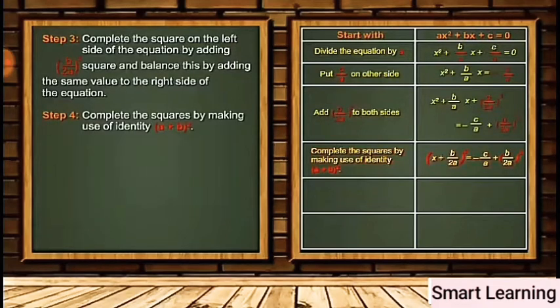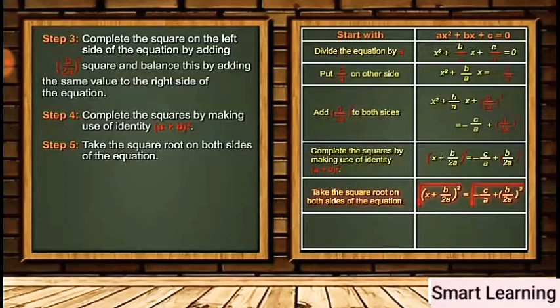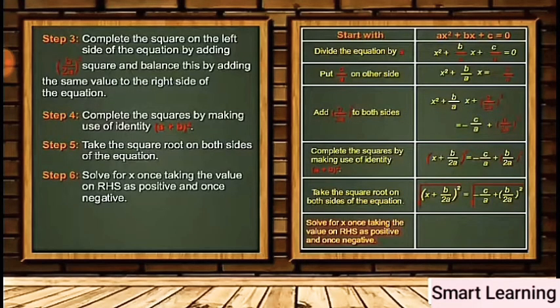Step 4. Complete the squares by making use of the identity (a + b)² = a² + 2ab + b². Step 5. Take square root on both sides of the equation. Step 6. Solve for x, once taking the value on RHS as positive and once negative.